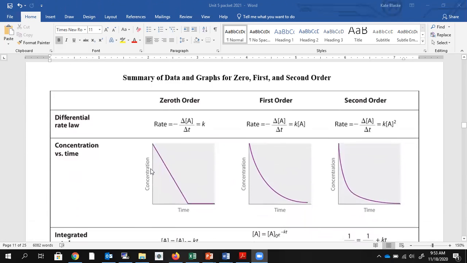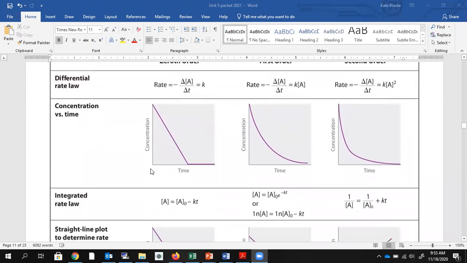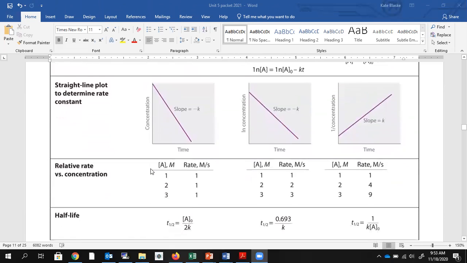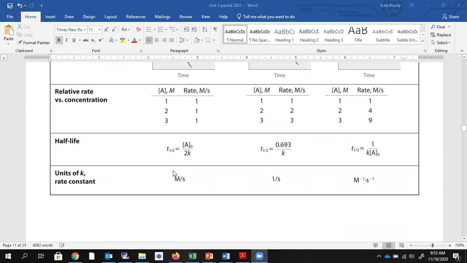Got a fantastic little summary of all of the different information we have about zero, first, and second order reactions here, along with their integrated rate laws, where they get straight lines, and also the units of K for each of those orders of the reaction. You can memorize those, or as long as you know how to calculate it, that's really the most important thing.